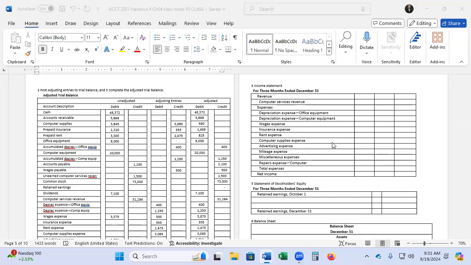Today, we're going to be working on populating the financial statements and then talking about the closing entries.